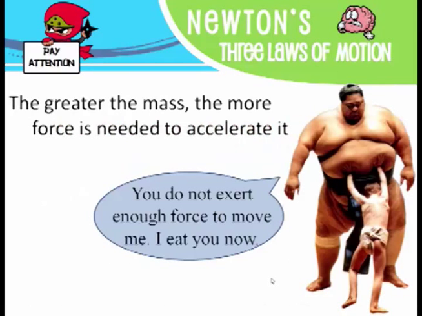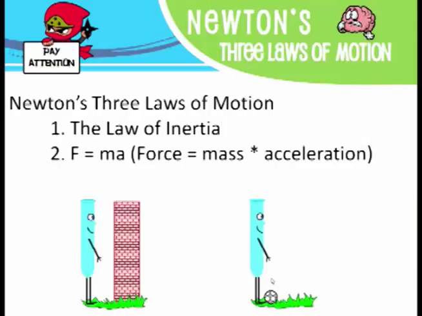Alright, so one of the things F equals ma says is the greater the mass, the more force is needed to accelerate it. So here I have my fat sumo and a little dude. Little dude can push on the sumo all he wants. Even though he's applying a force, he's not applying a force big enough to actually make it change speeds. So F equals ma is a proportion. If m is too big, you need a big F to counterbalance a big M. Alright? So that's Newton's second law.